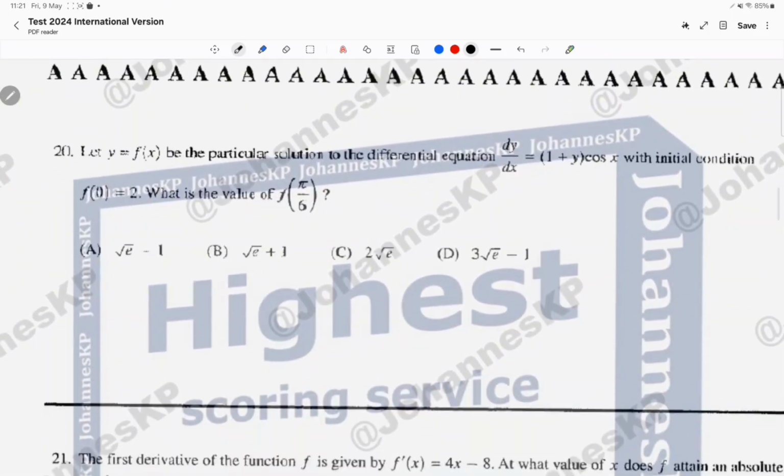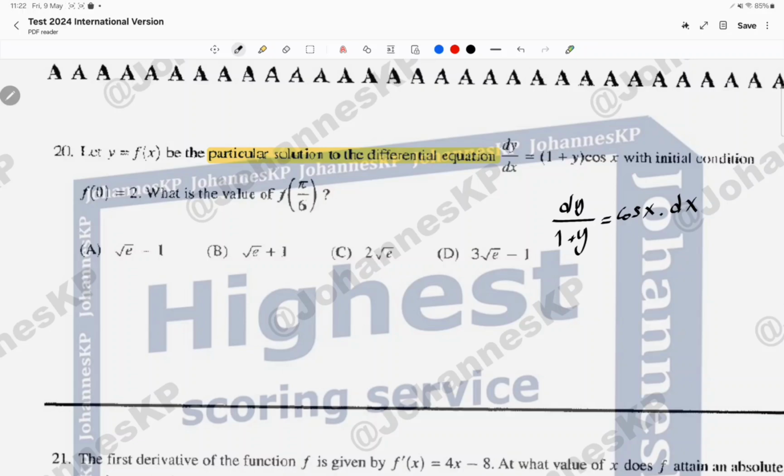Question 20. Whenever they say particular solution of a differential equation, we saw this earlier today, that means you have to do separation of variables. You also have to integrate both sides. So let's do that. You're going to have dy over 1 plus y is equal to cosine x dx.